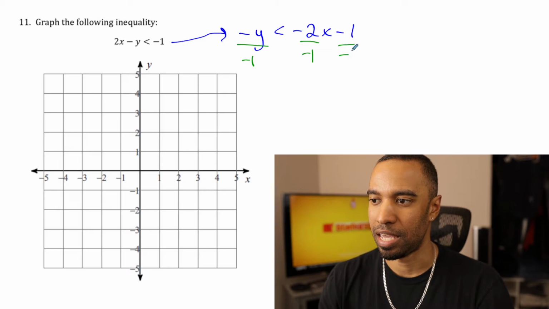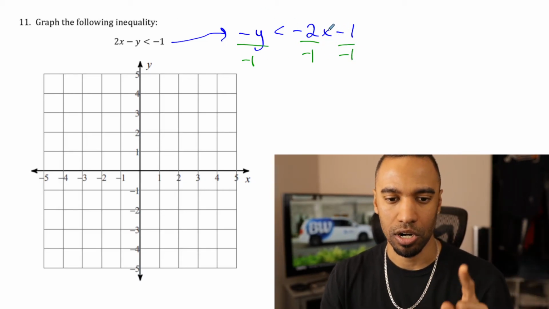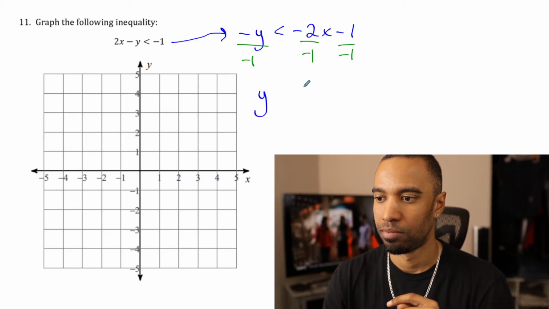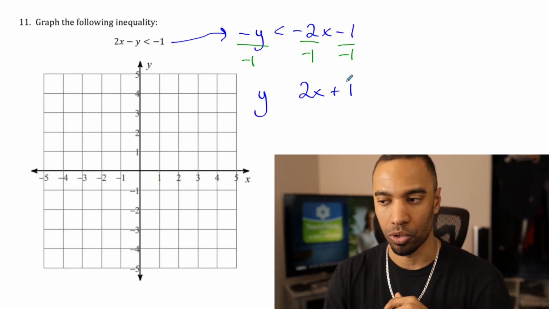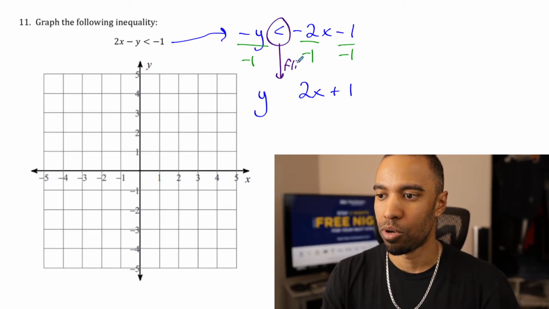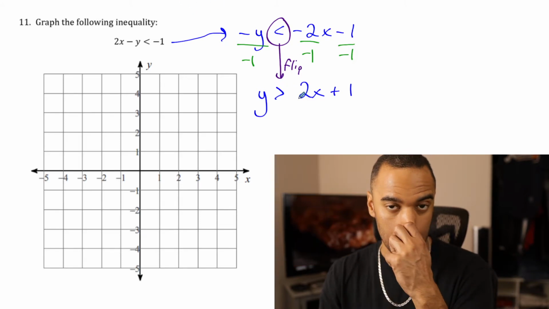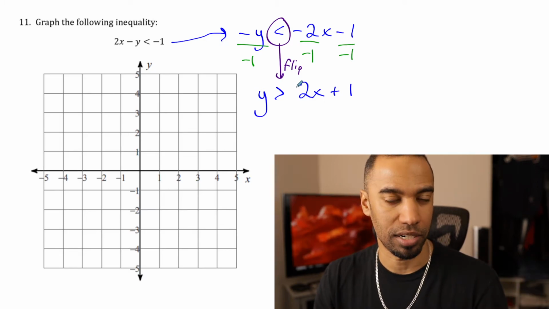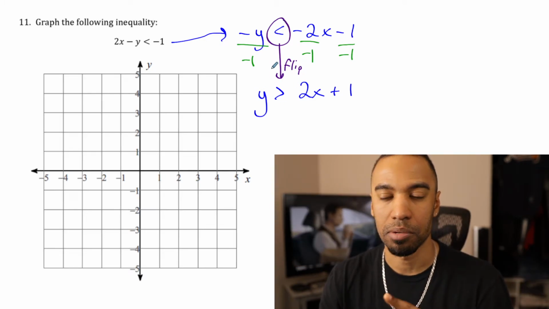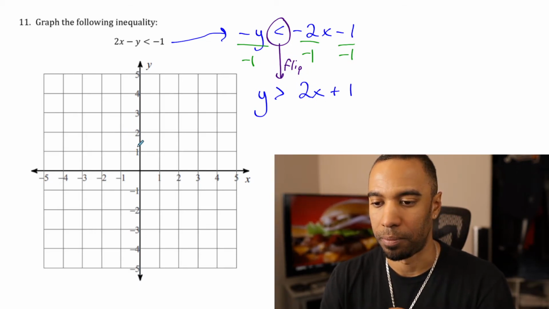Now, when you divide by a negative, two different things happen. Number one, the signs of all of your terms change. They change from negative to positive, like this. Number two, the inequality flips. When you multiply or divide by a negative, the inequality flips. I've talked about it before, not going to talk about it right now, but it does. So when you multiply or divide both sides of an inequality by a negative, the symbol flips. So we're going to graph y is greater than 2x plus 1.